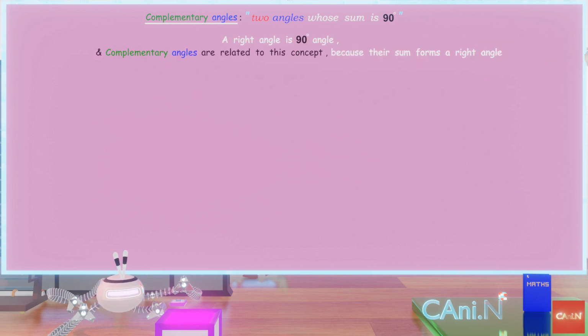Complementary angles are two angles whose sum is 90 degrees. We know a right angle is a 90 degrees angle. And complementary angles are related to this concept because their sum forms a right angle.